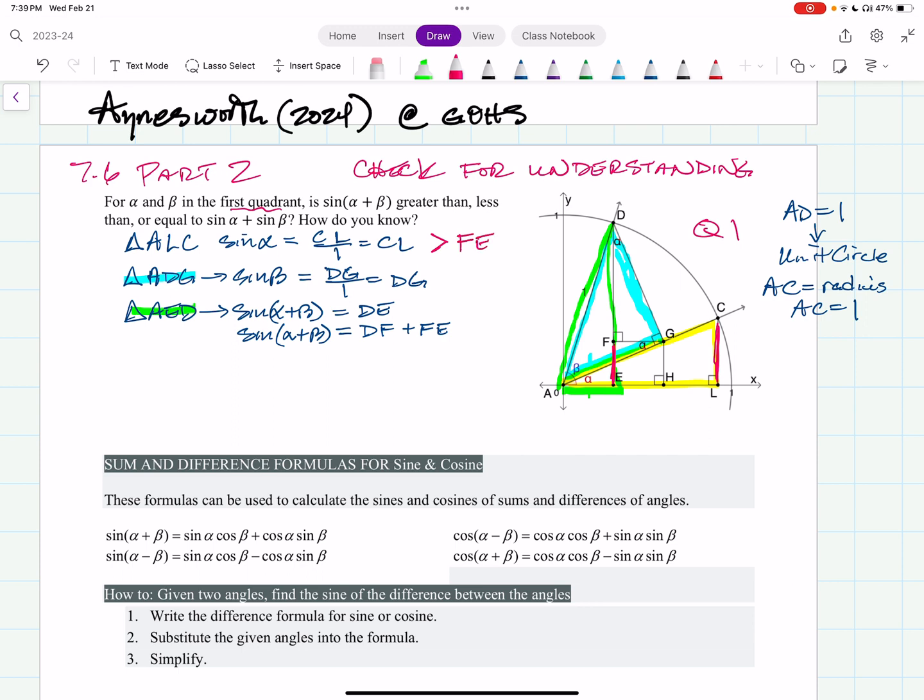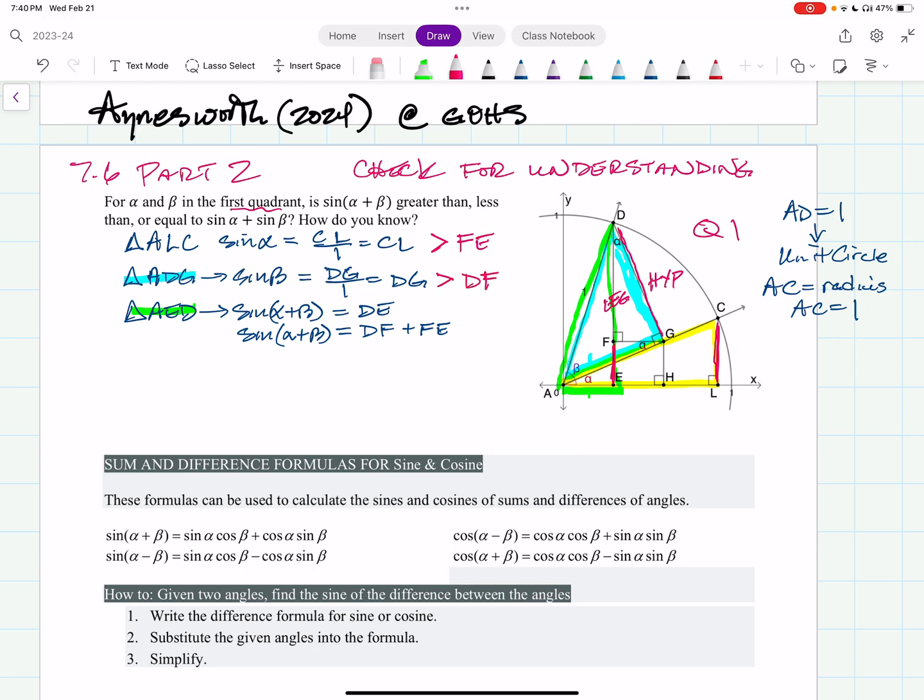Now I want to compare DG to DF. DG is the hypotenuse of this triangle, and DF is a leg. Everybody should know that the hypotenuse is greater than the leg in all right triangles. So DG is greater than DF.